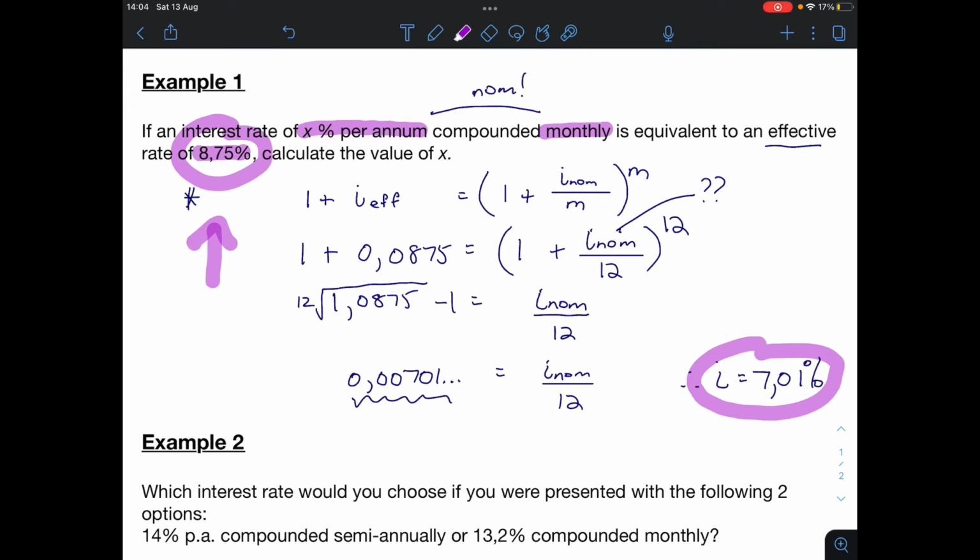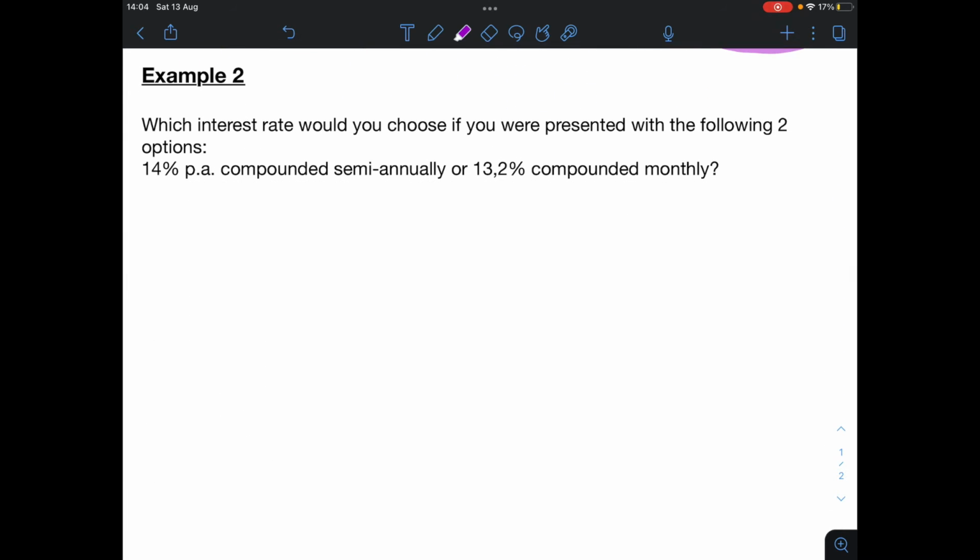Okay, let's have a look at a second example. Which interest rate would you choose if you were presented with the following options? 14% compounded semi-annually, or 13.2% compounded monthly. Now, essentially, those are both nominal interest rates. This is nominal because it's semi-annual, and this is nominal because it's monthly. Now, the only way I could really compare these two is if I got them both to effective. So I could find the effective of this one and the effective of this one and compare the effective interest rates over 1 year, and then I would be able to work out the answer.